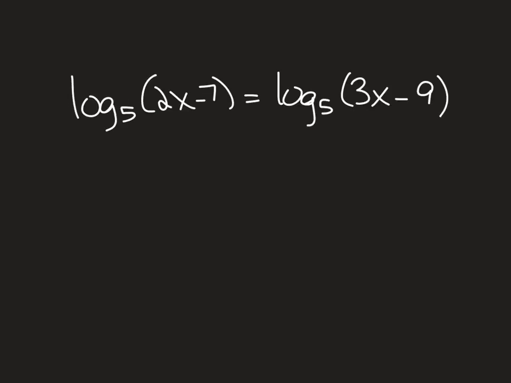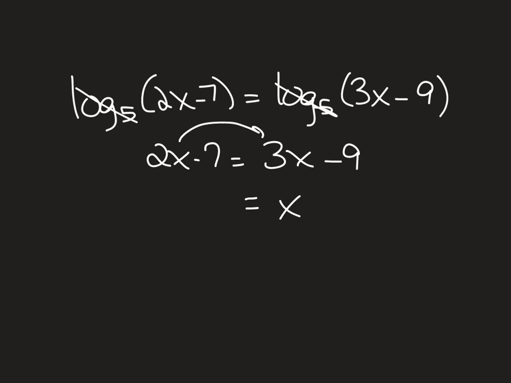First one, log base 5 of 2x minus 7 equals log base 5 of 3x minus 9. The first thing we can talk about is if you have one log on each side of an equation of the same base, you can just cancel those out because they're already equal. So that means the numbers with the log, the 2x minus 7 and 3x minus 9, have to be the same. So I'm just going to solve that. Move the 2x over there, make it 1x, move the 9 over there, make it 2. And that would be my answer.